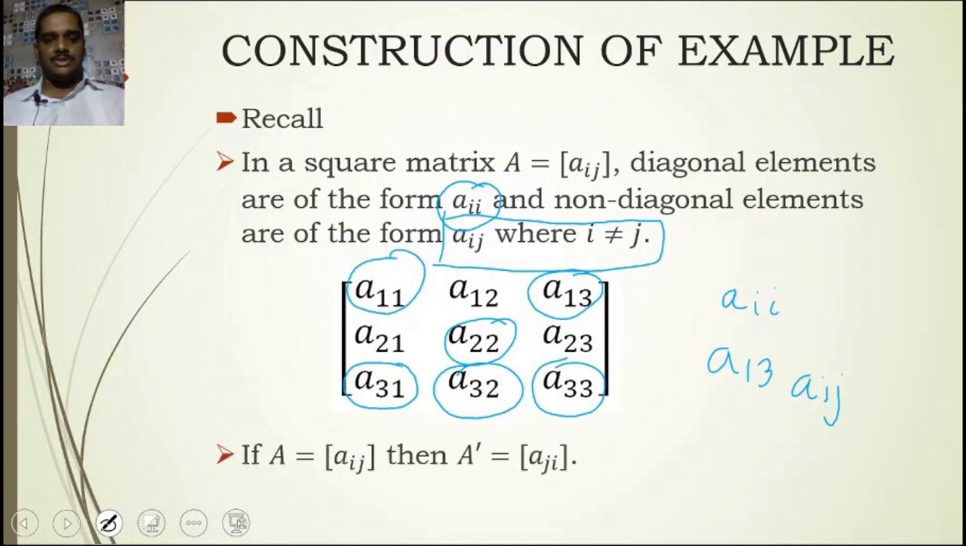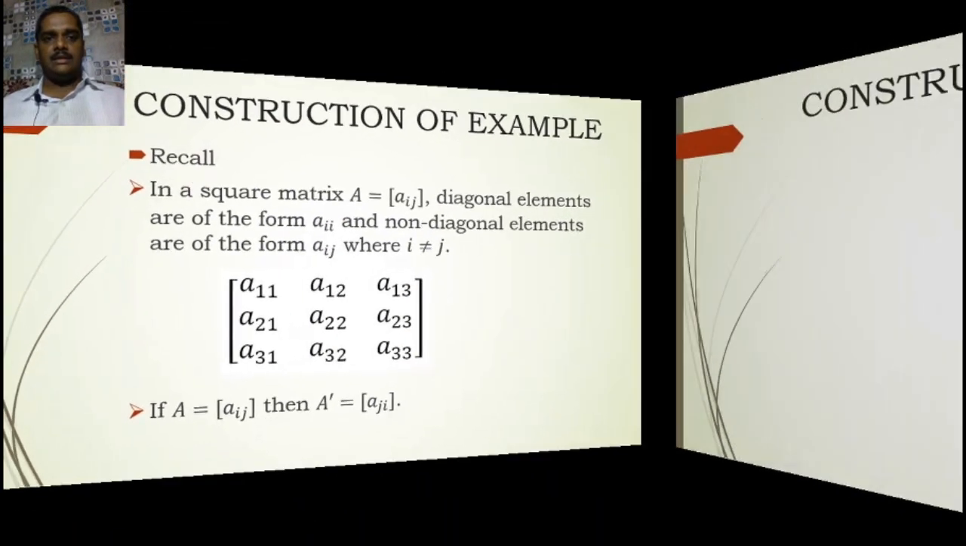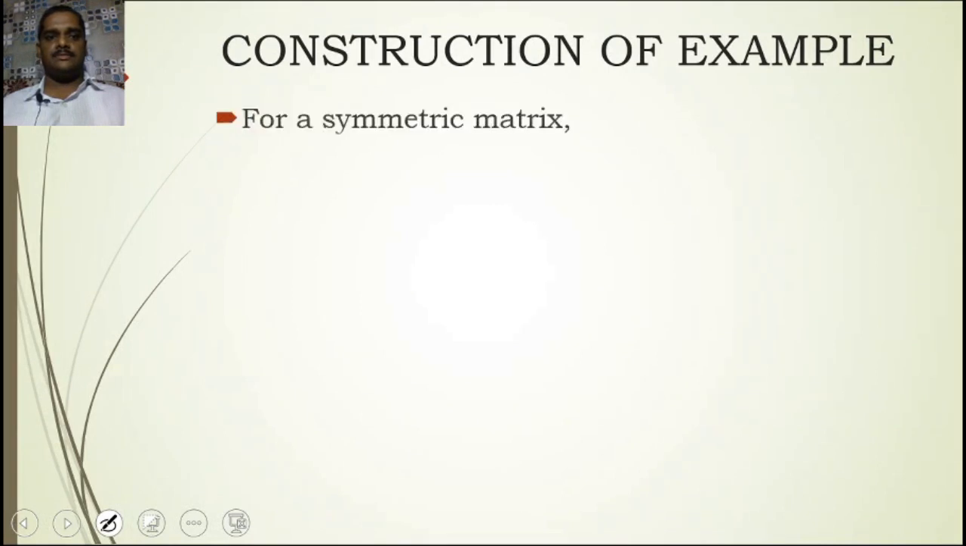And the second point which you should recall: if A equals Aij, then the transpose of A equals Aji, nothing but the row index and column index interchange. Let's begin with the main point. For a symmetric matrix, we have A equals A transpose. This is the condition of symmetry. And if we have this, we can say Aij equals Aji.